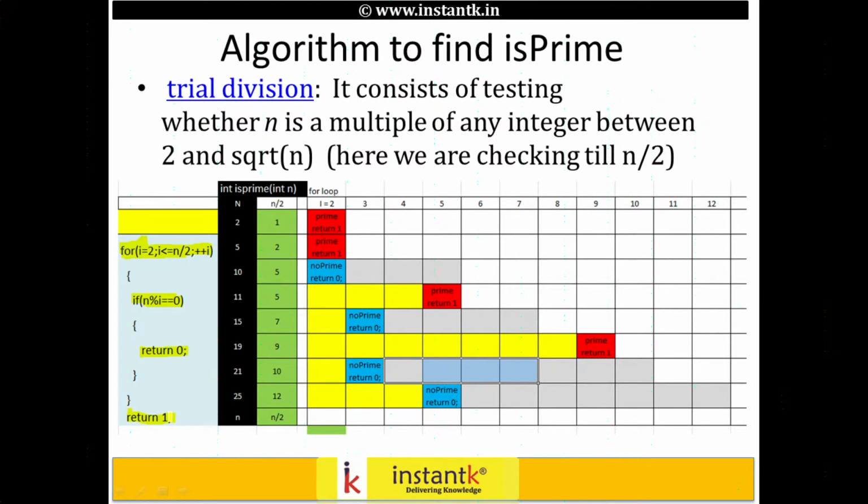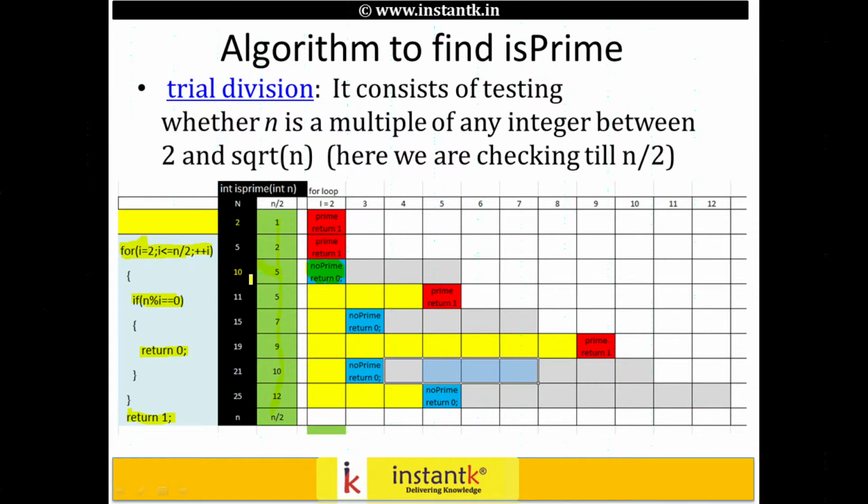So let's quickly look at how this traversal happens. For our experiment we are passing an integer n, either 2, 5, 10, 15, 20, 25. So let me take 10. n by 2 is 5, and when i is equal to 2, 10 modulo 2 returns 0. So here itself in the first iteration we say not prime and return 0.